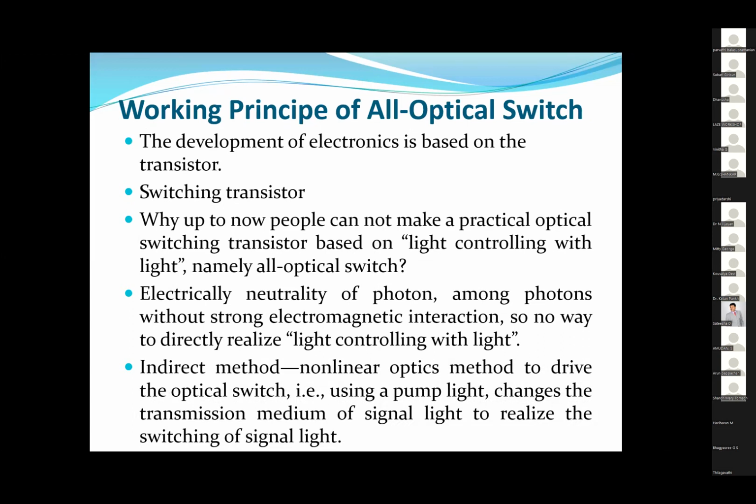All right. So what exactly is this all optical switch? The development of electronics is based on the transistor. You know all, right?